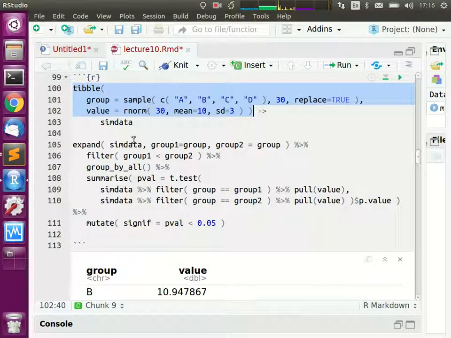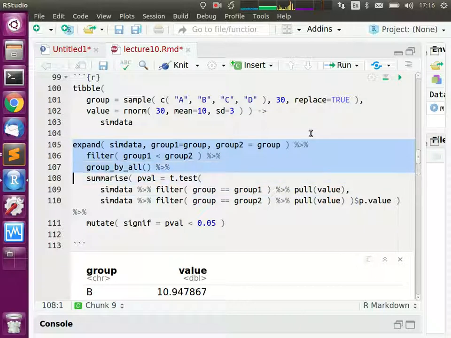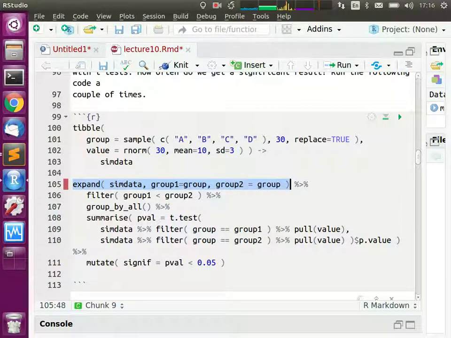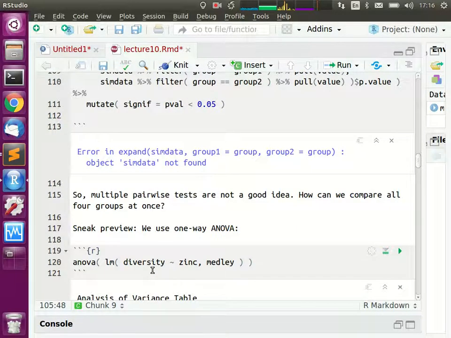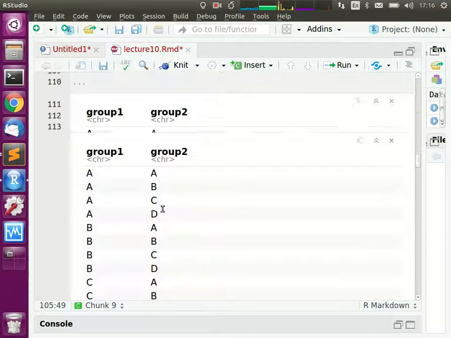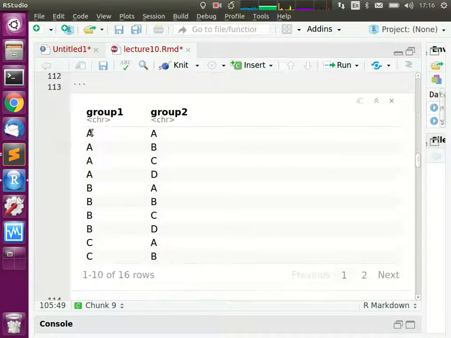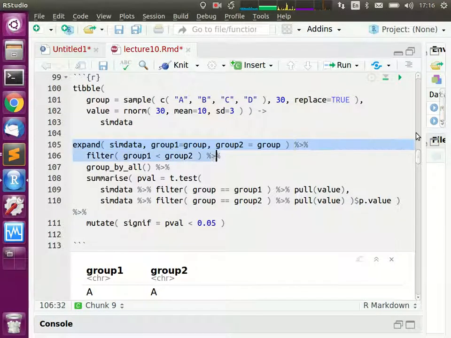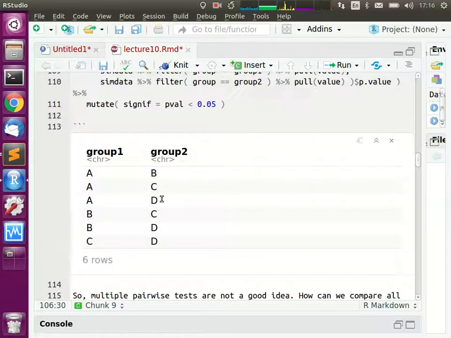To do all the 6 pairwise tests, if some of you want to learn a bit of R, you can try to understand what's going on in this lengthy thing. You can very quickly go through it. Here I write it in sim data. Here you see this expand command. It somehow calculates all the groups, A versus A, A versus B, A versus C. Then I filter them so that I only get the 6 comparisons that I actually have.